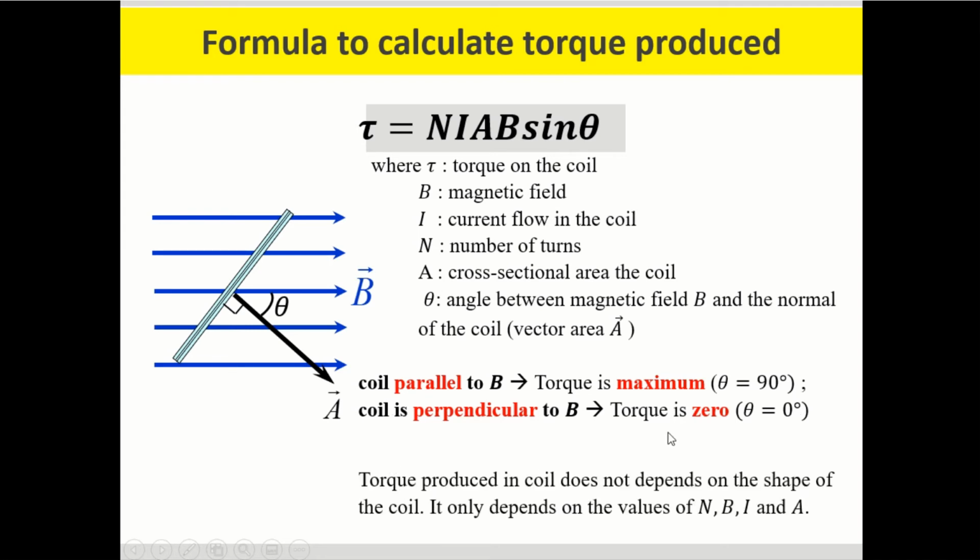So the torque produced in a coil does not depend on the shape of the coil. It only depends on the number of turns, the magnetic field strength, the magnitude of current, and also the cross-sectional area of the coil.